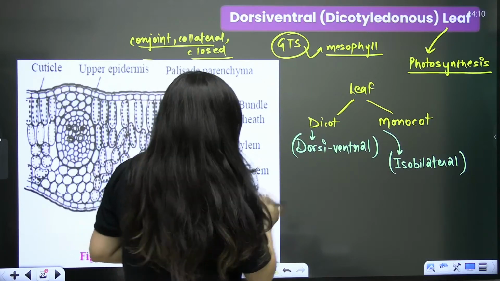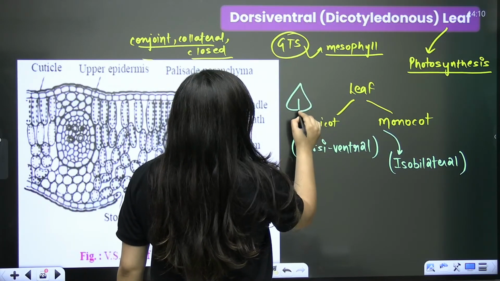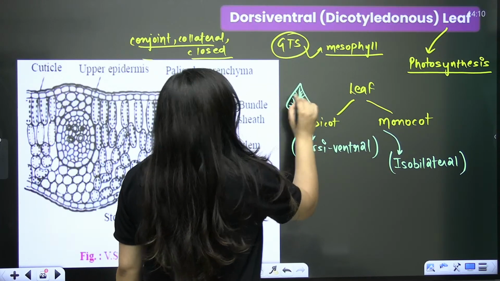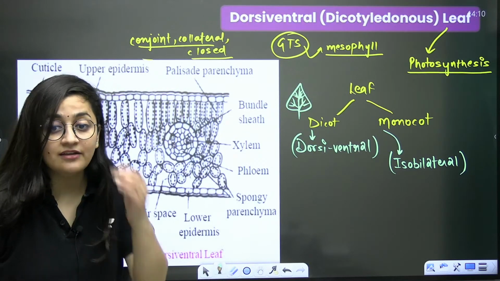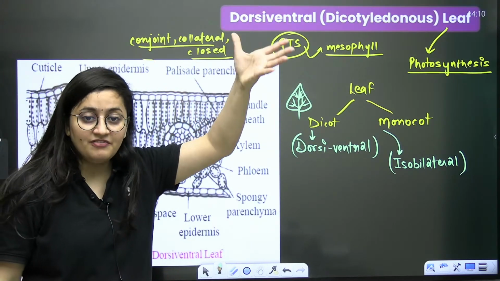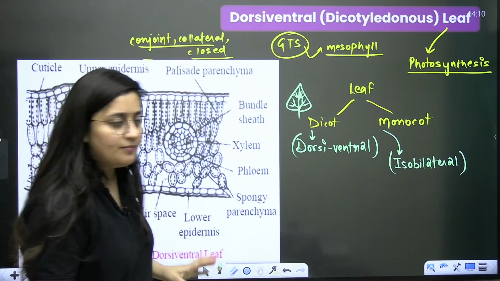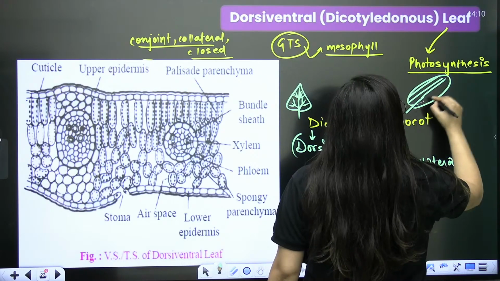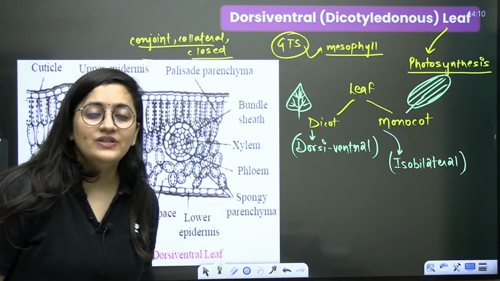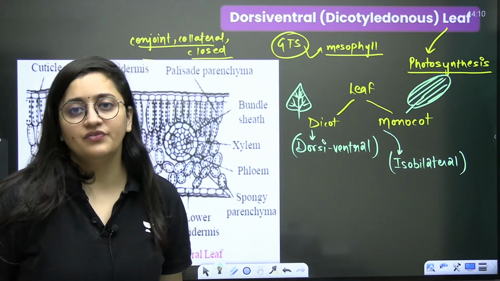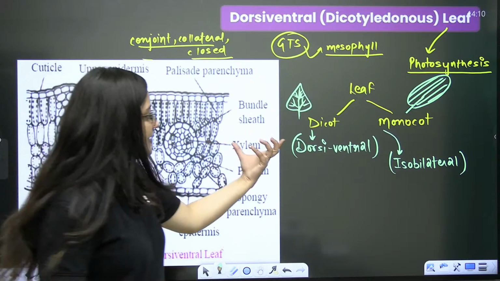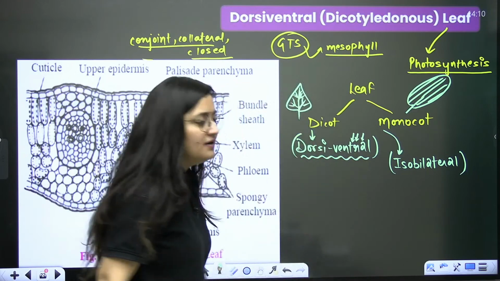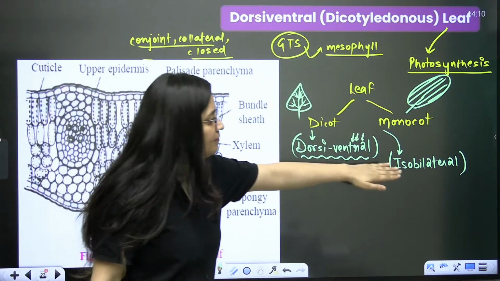And even if I compare with the venation, I hope you remember, in the case of dicots you will mostly see reticulate venation, a network of veins, and veinlets will be there. Accordingly, vascular bundles are distributed. And in the case of monocot, you will see parallel venation. That is how the vascular bundles are distributed. So in the case of dicot, dorsiventral leaves are there. Both the sides are different, and in monocots both the sides are the same.